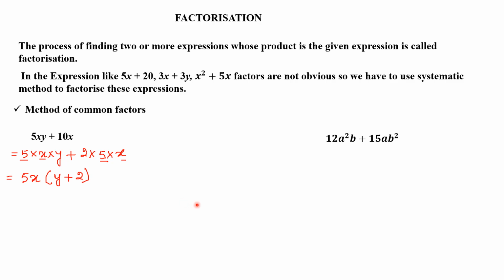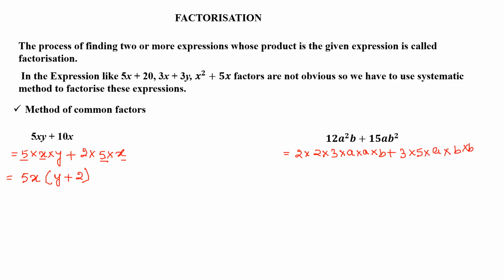Now let's see another example. 12a square b plus 15ab square. So here I am going to write 12a square b as 2 into 2 into 3. So 2 into 2, 4, 4 into 3 is 12. A square will be a into a, into b, plus 15 I can write as 3 into 5 into a into b.